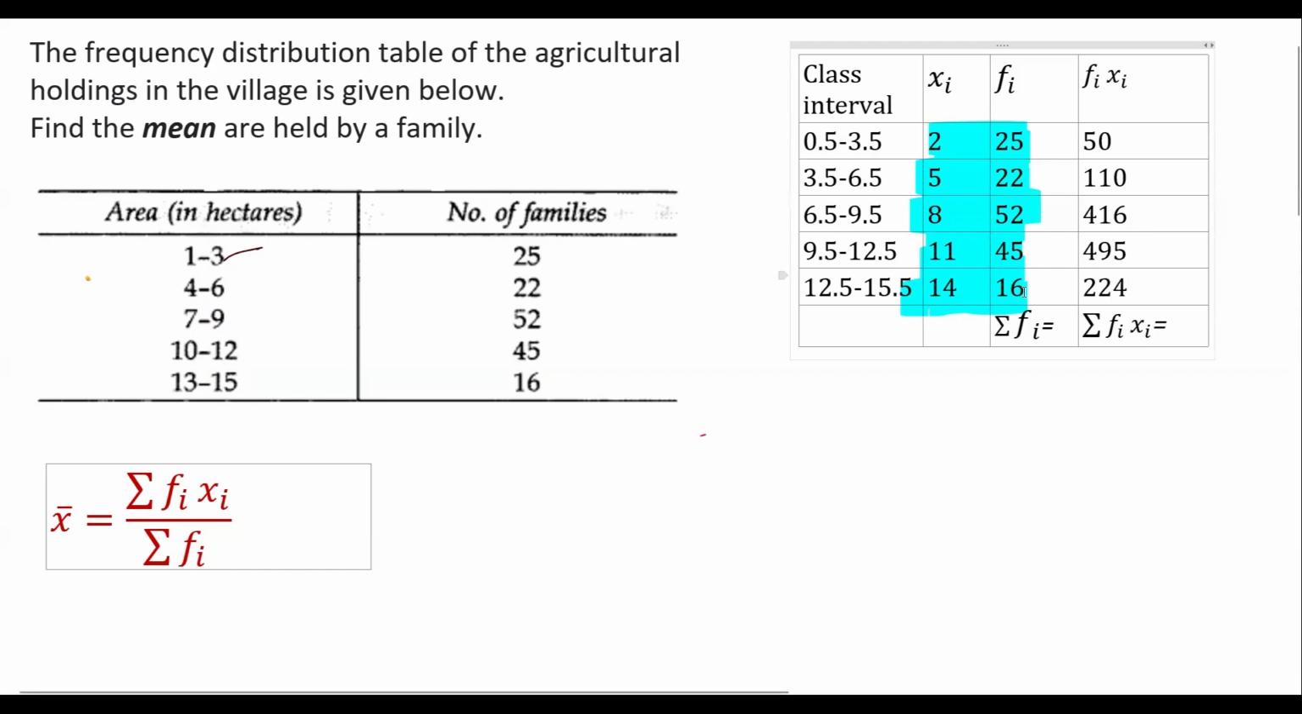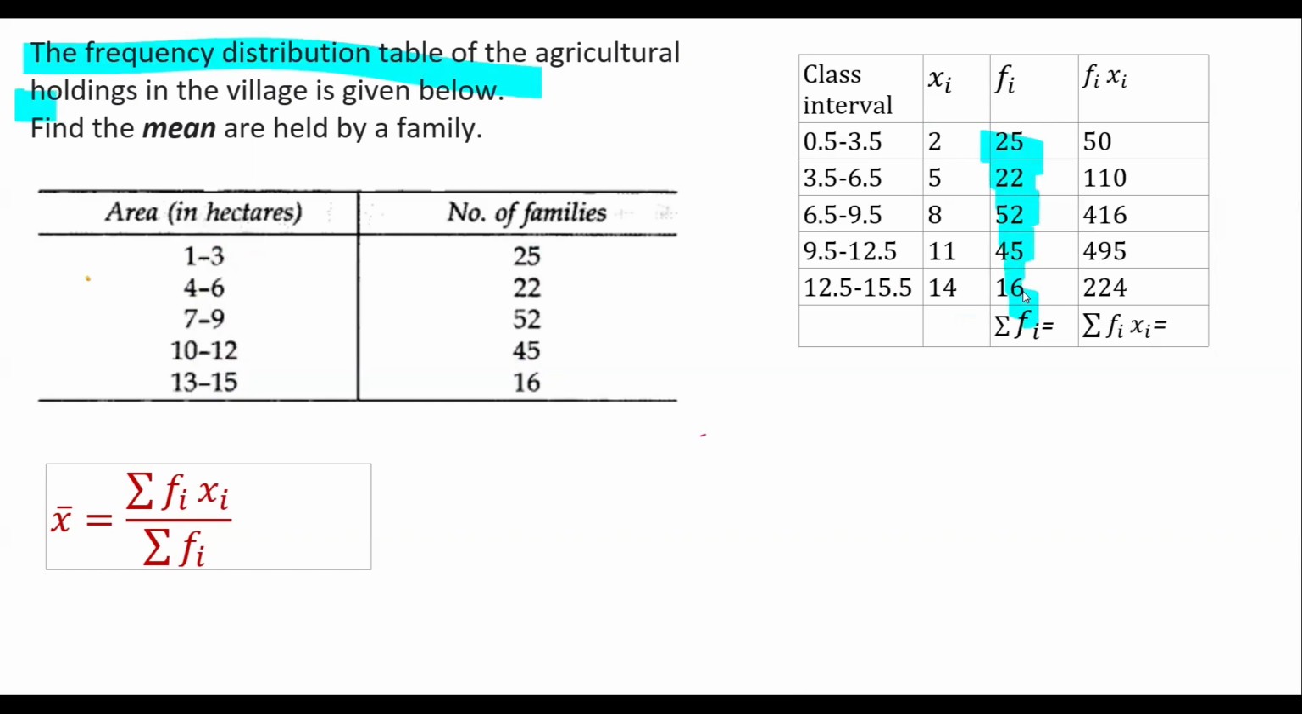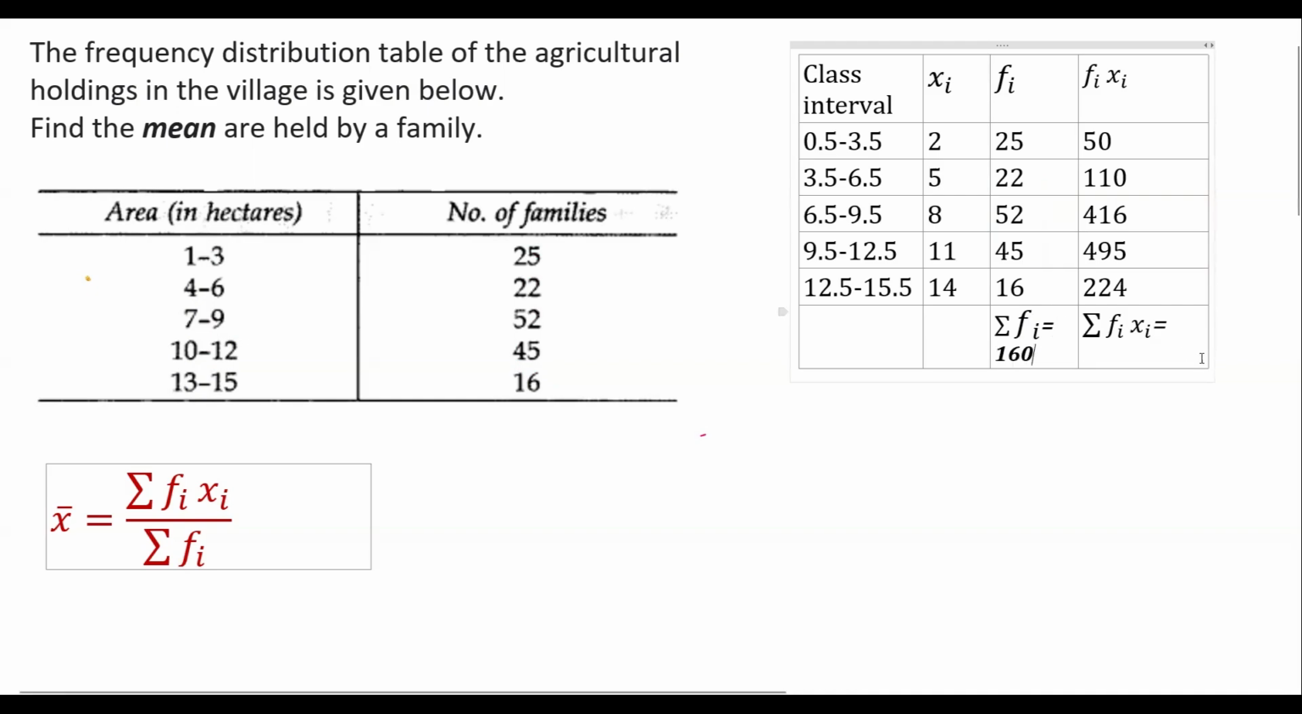Now we have to get the summations. The summation of the frequency means we add these. Sometimes it is given in the table, so you must look for it, but as of now it's not given, so we'll calculate it. It's 25 plus 22 plus 52 plus 45 plus 16, which gives 160. On adding the fi xi values, we get 1295.